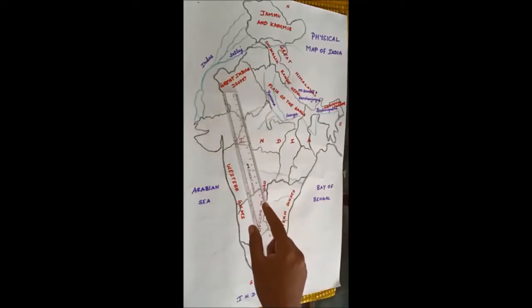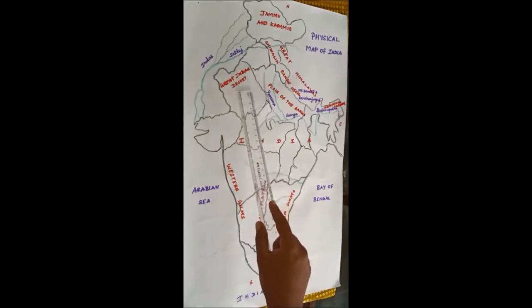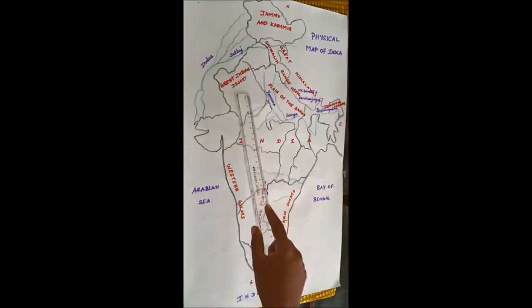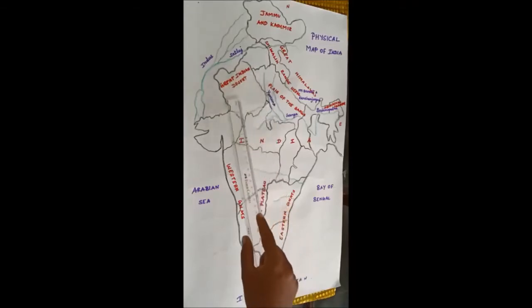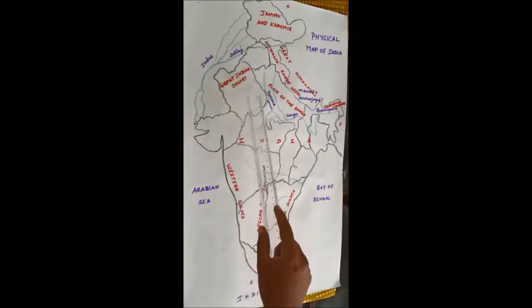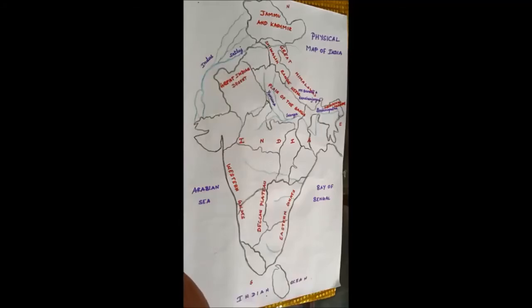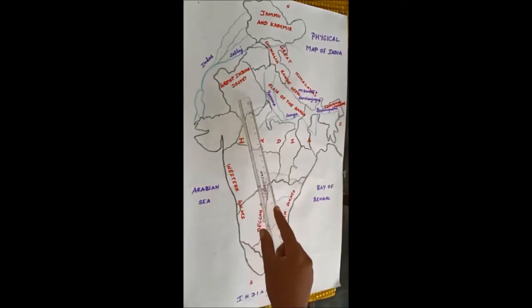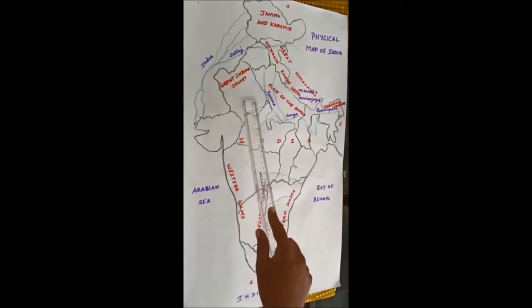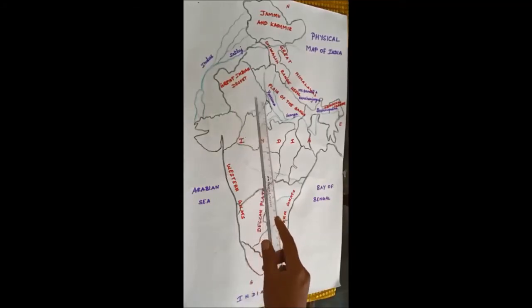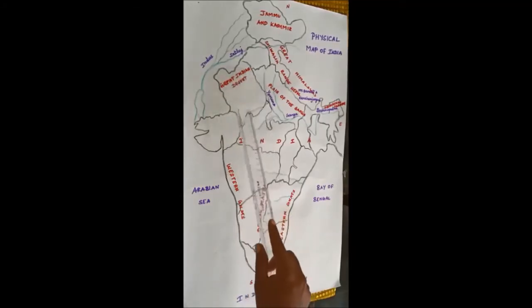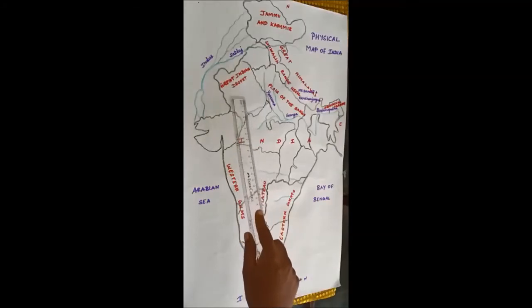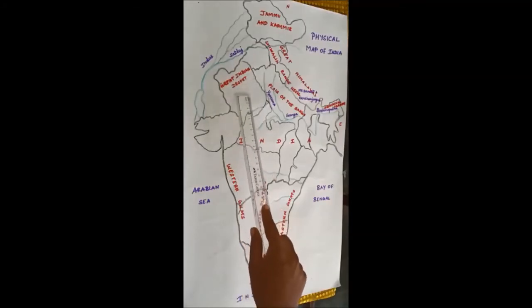Okay children, and next we saw the Great Indian Desert, the other name called the Thar Desert, isn't it? It lies in Rajasthan. This region has very little rainfall and is very dry, isn't it? And the camel, known as the ship of the desert, is adapted to life in this desert. This is all about the Great Indian Desert or Thar Desert.